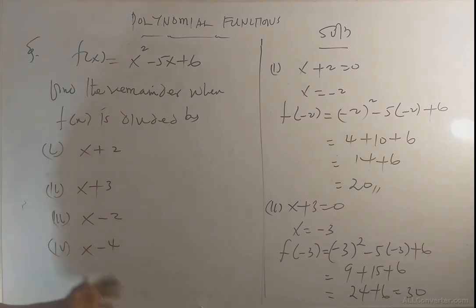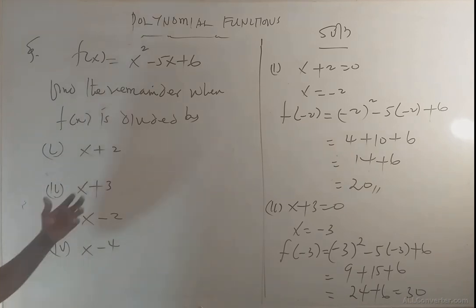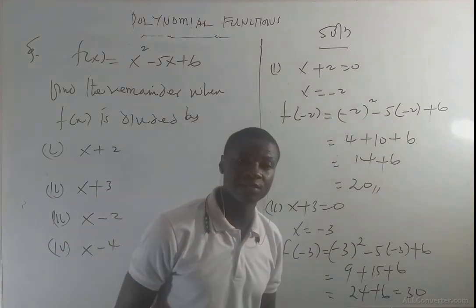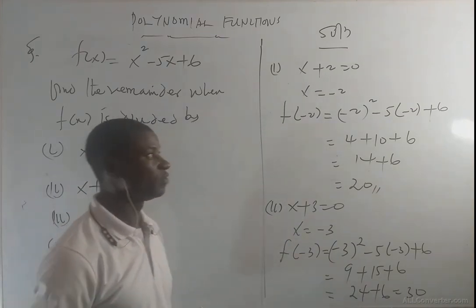So that is about the factor theorem and the remainder theorem. That is all. So that is what we know about the remainder theorem, the factor theorem, and what you call the zeros of a polynomial function.